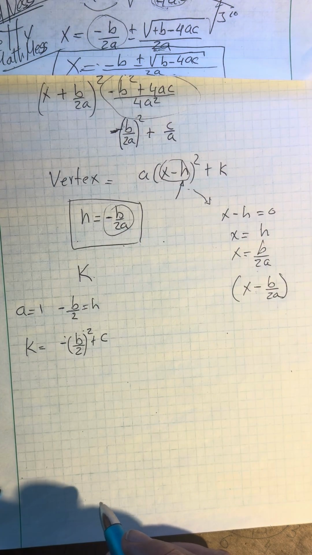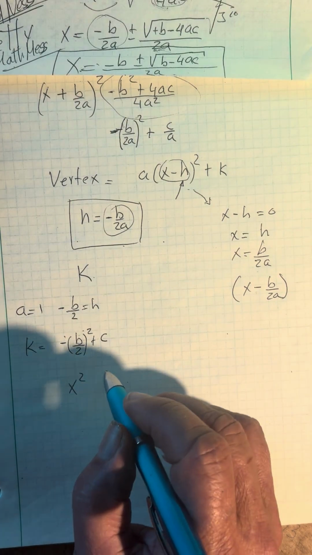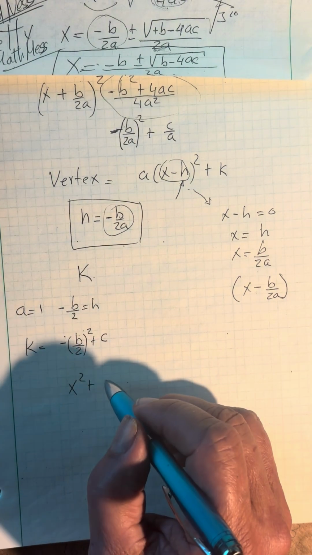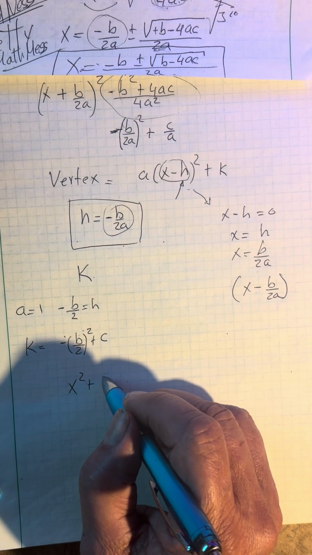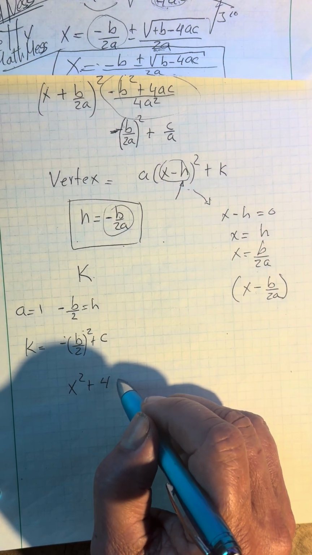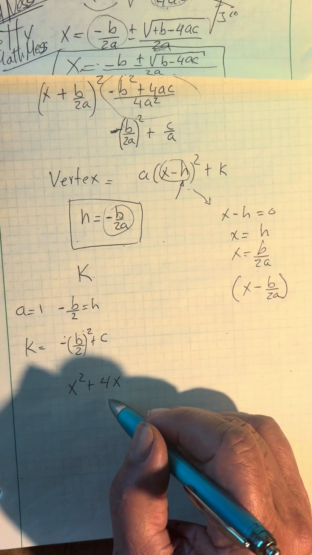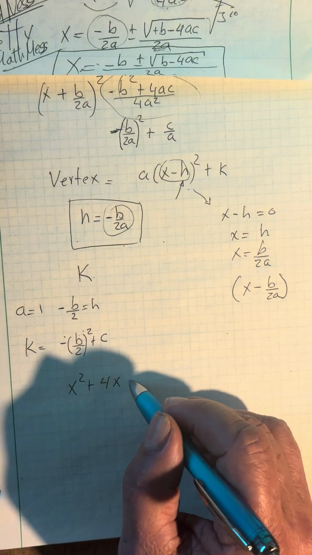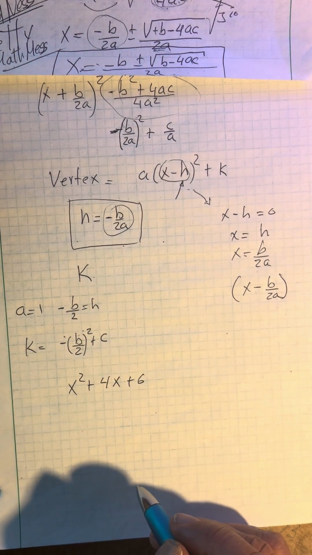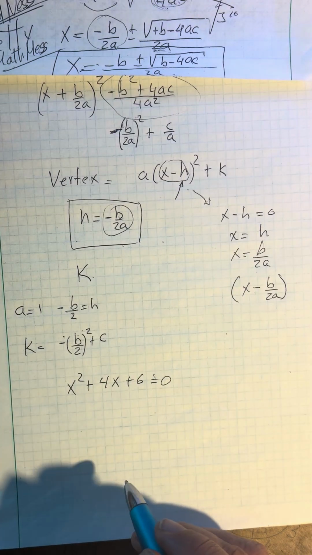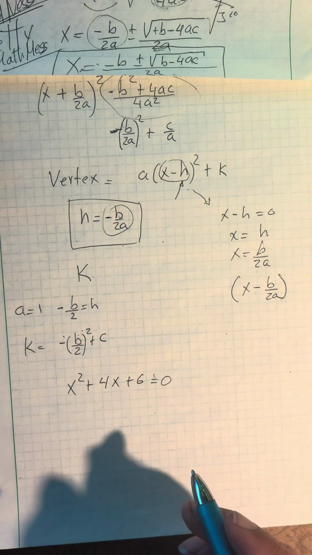Okay, so let's test it. So we take x squared plus 4x. I'll make sure that this is not a perfect square by finding the perfect square. The perfect square will be plus 4 if I put a plus 4 there. So I'll put plus 6 equals 0. So we want to find the vertex using formulas.